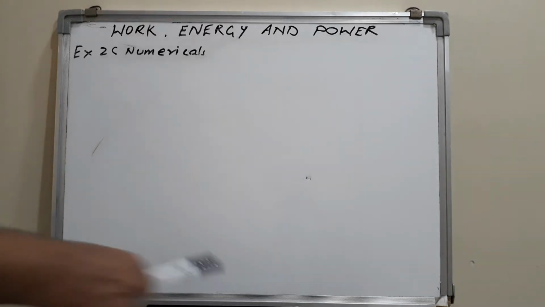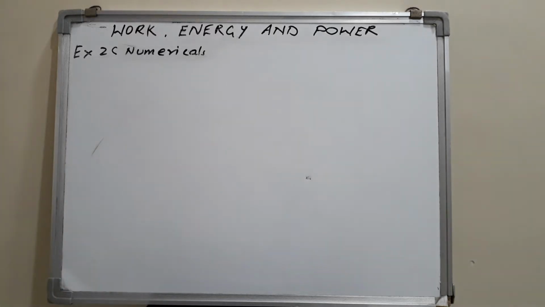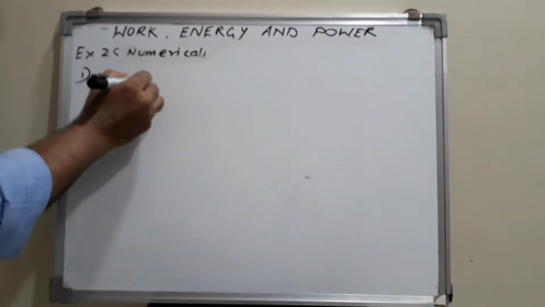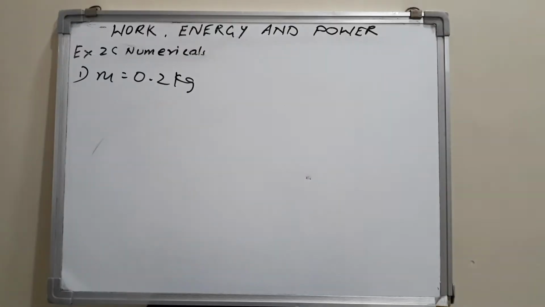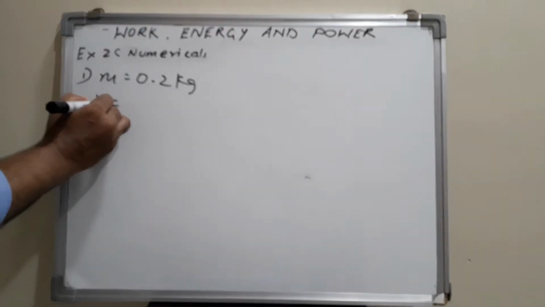We are starting with Work, Energy, Power, Exercise 2C numericals. The first sum says a ball of mass 0.2 kg is thrown vertically upwards with an initial velocity of 20 meter per second. So I am taking V as 20 meter per second. Although it says initial velocity, I am taking it as V in this case because we are finding kinetic energy and potential energies. They are asking to calculate the maximum potential energy it gains as it goes up.